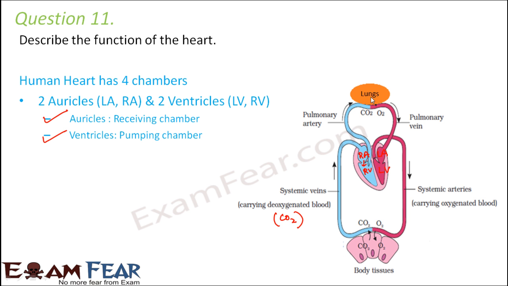So the carbon dioxide and oxygen gets exchanged, and therefore the blood which comes out of the lungs is oxygenated blood. So this oxygenated blood comes to the left auricle, which is the receiving chamber. From there it goes to left ventricle, and from left ventricle it goes to different parts of the body. So this is how heart helps to pump blood to various parts of the body. So it pumps the oxygenated blood to different body tissues, and it pumps the deoxygenated blood to the lungs.